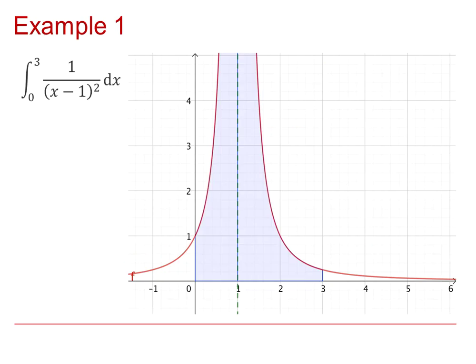In this example, where f of x equals 1 over (x minus 1) all squared, we can see that the function is not defined at x equals 1, which lies within the limits of the integral, these being 0 and 3.